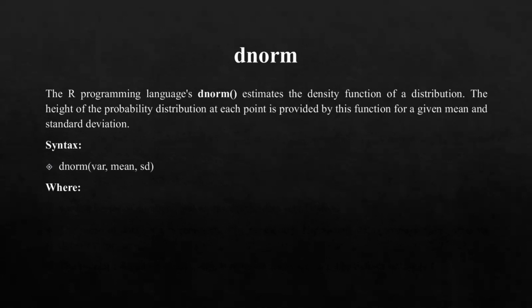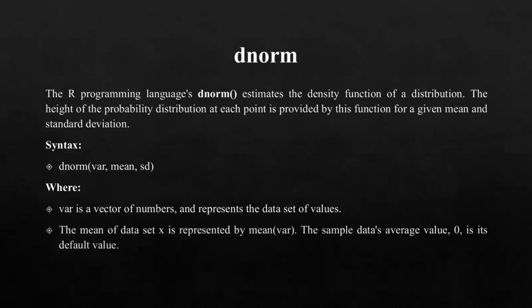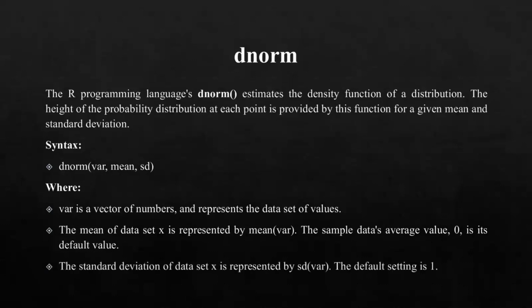You just have to use the keyword dnorm, then provide the variable, mean, and standard deviation, where var is a vector of numbers and represents the dataset of values. The mean of the dataset is represented by mean. The sample's data average value 0 is its default value. The standard deviation of dataset var is represented by sd var. The default setting is 1.